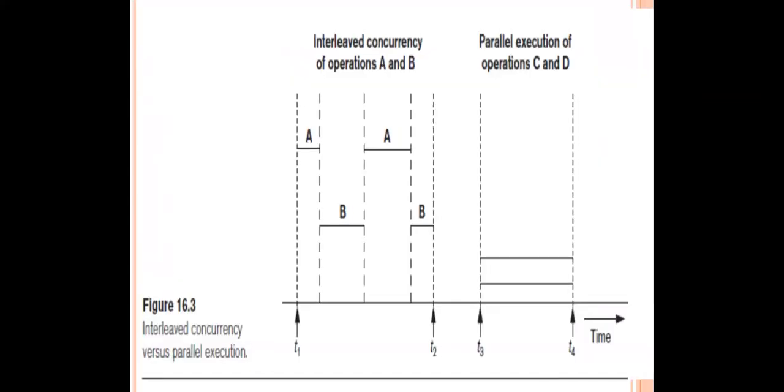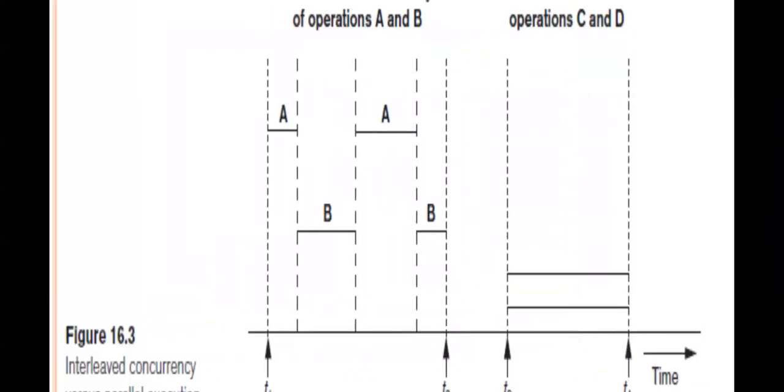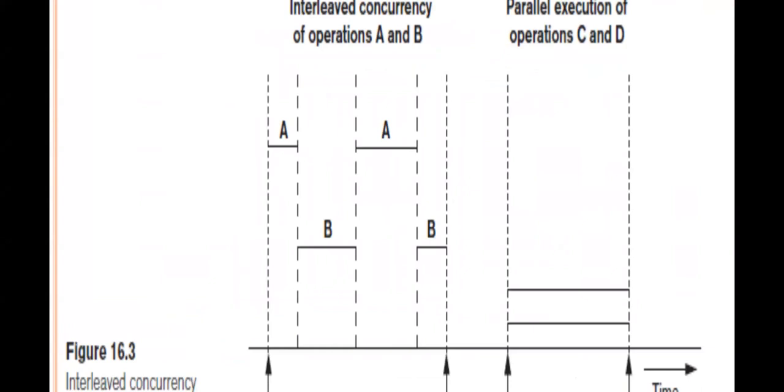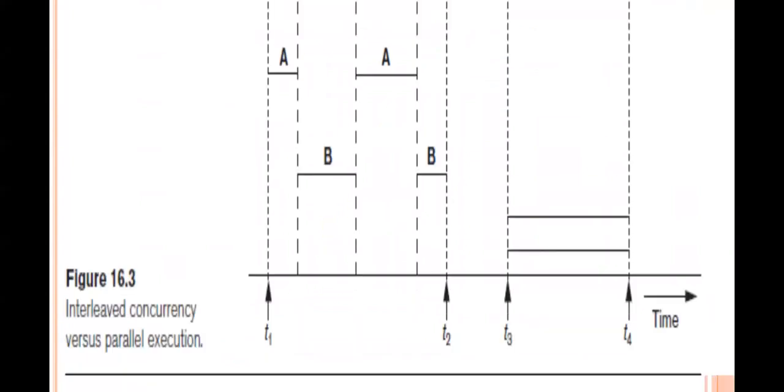So here they are giving you a picture of interleaved concurrency versus parallel execution. Here, parallel execution of operations C and D, and interleaved concurrency of operations A and B. So we are placing operation A, and it takes some time to go to the processing.